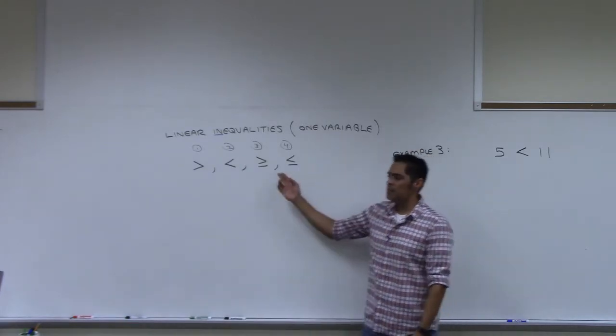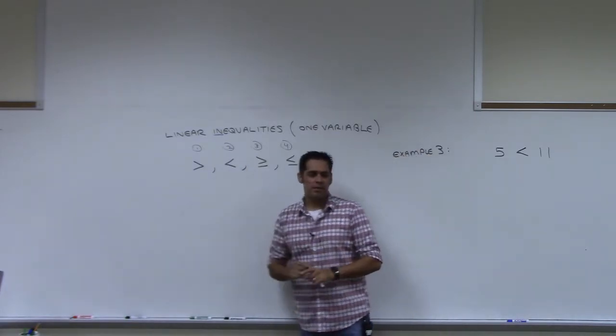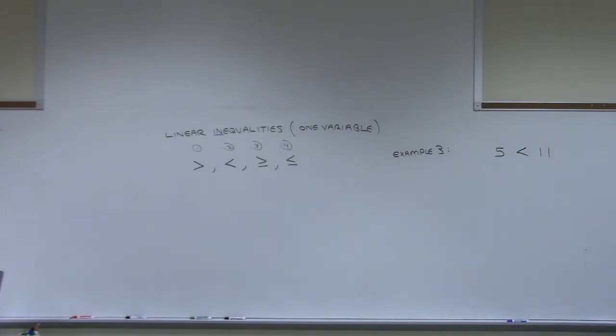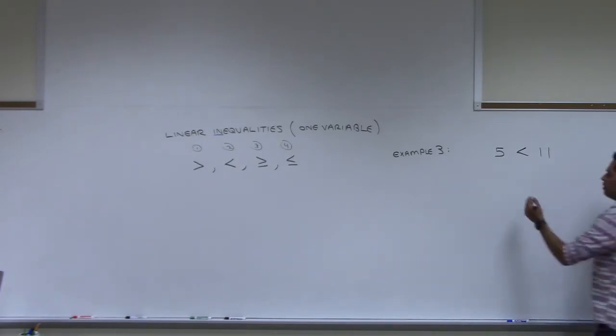That's why I don't like to name these symbols like greater than, less than symbols, because it all depends on how you want to say it. If you read this from left to right, it's 5 is less than 11. If you read it from right to left, it's 11 is greater than 5, right? Okay. How about this one?